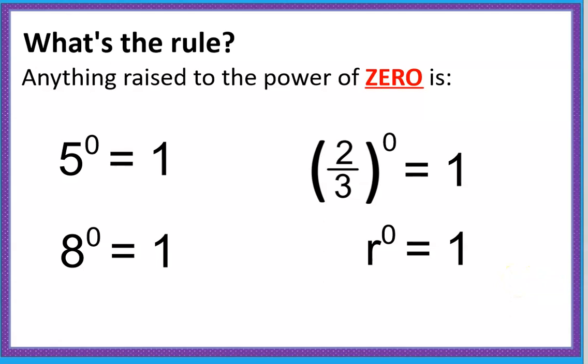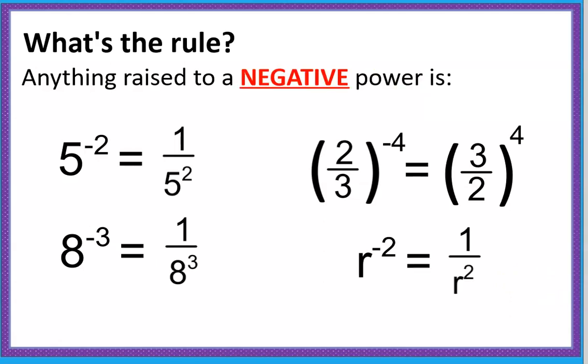All right, let's go to our third rule. Negative powers. Take a minute to pause the video and think about how you might state this rule. Anything raised to a negative power is blank. Pause the video and think about it now. All right, hopefully you took some time to observe what happened when an item was raised to the negative power.